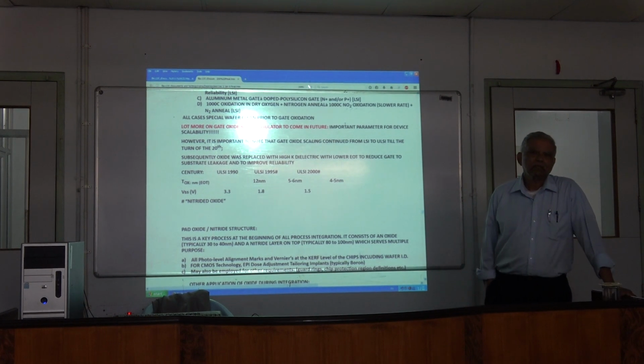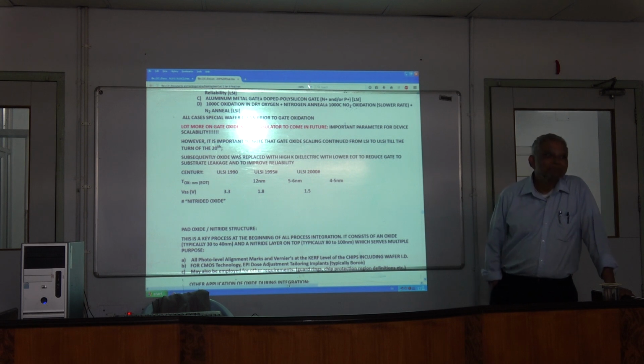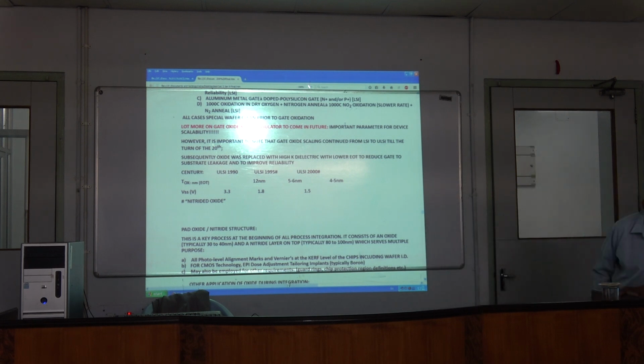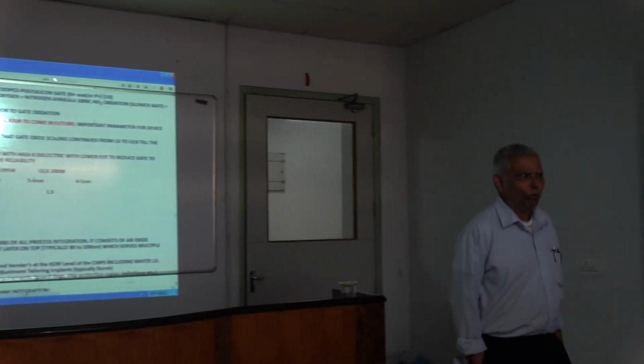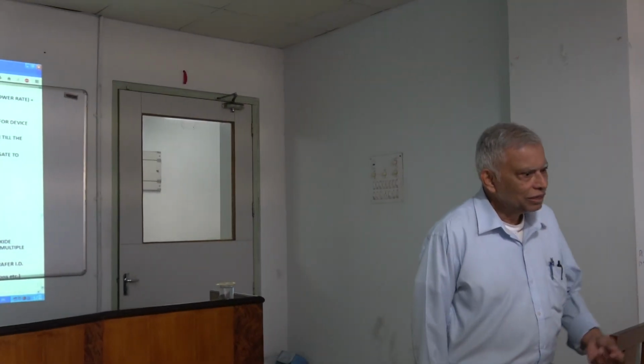And by the way, can anybody guess how many layers of that dielectric can make 10 angstrom? Just the order of it, approximately. 10 layers. Sorry? 10 layers. One layer. No. What is the radius of?